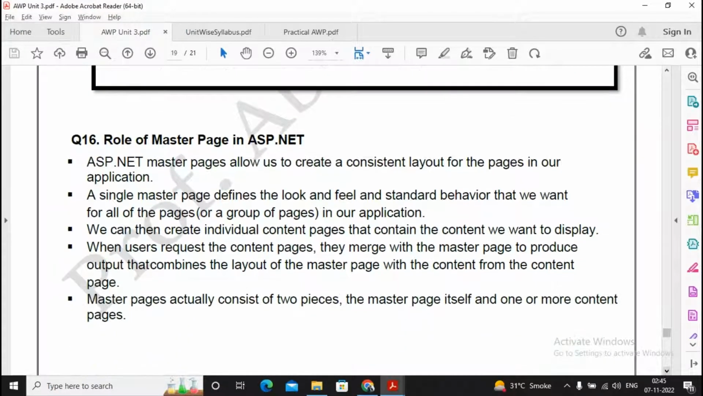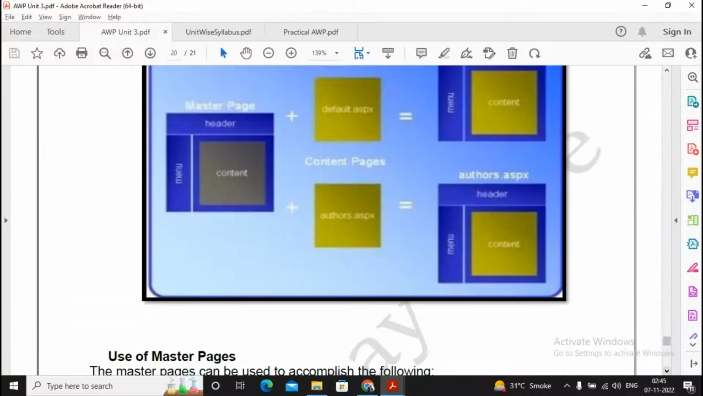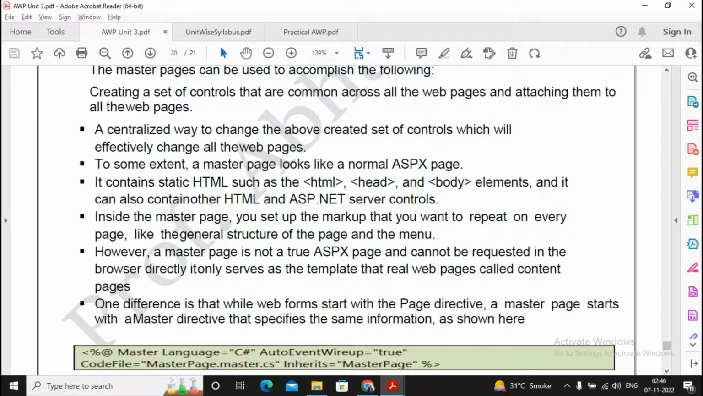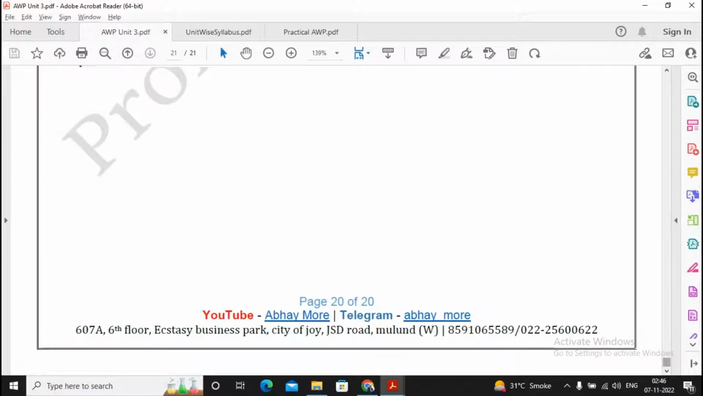The role of master pages in ASP.NET is an important question. This figure is quite important. When you are writing the theory answer, see that you draw the figure so that you make the paper checker happy. He can read your answer quite easily and give you good marks. So wherever possible, please draw the figures. Explain the relationship between the content page and master pages; you need to prepare this particular answer.